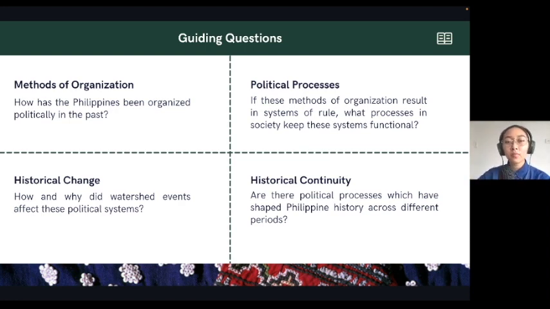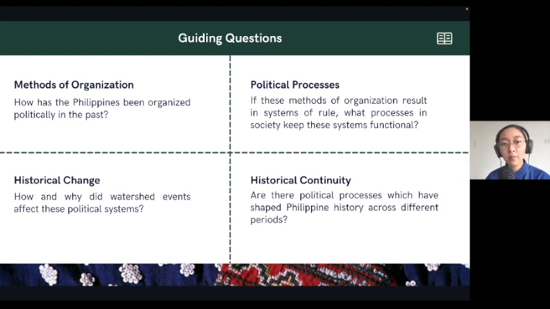Okay. So now that we can identify what the systems are and how they function, the next questions have to do with change and continuity. For instance, how and why did watershed events affect these political systems? You can think about watersheds or big moments, turning points, in several ways, right? You can look at the turning points which establish a system, and then the turning points which contribute to the fall of the system, diba? When it ceases to exist. But there are many other turning points in between.